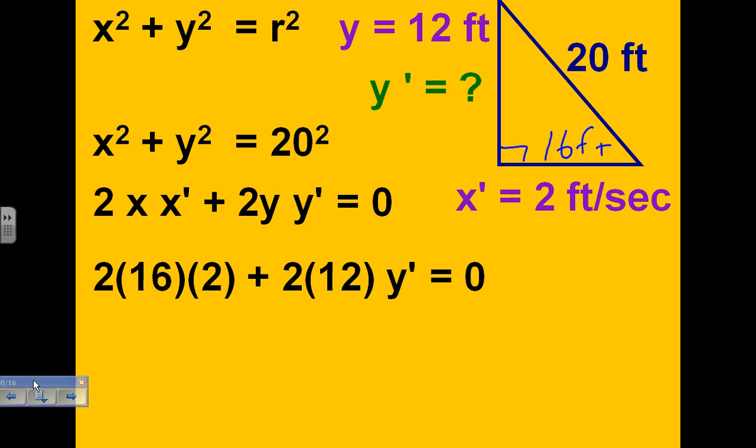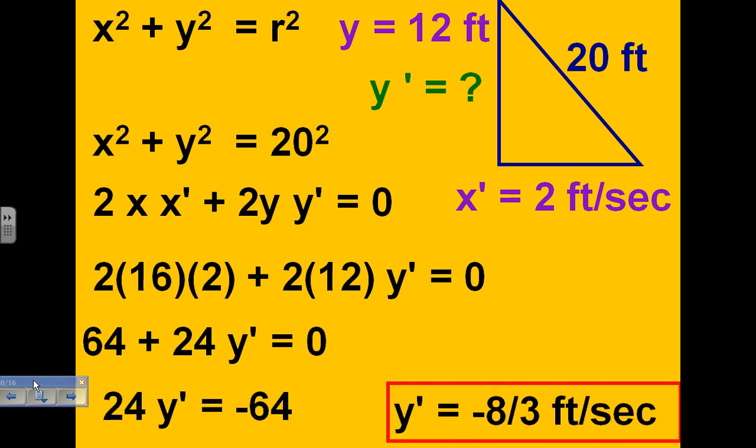Should the answer be positive or negative? Is it going up or down? Negative. There you go. Nice. It should be negative. It's going down. Why is the other one positive and it's going right? Well, it's getting bigger. The distance is increasing. The distance vertically is decreasing. And y prime is a rate. So, I don't know, negative 8/3 feet per second.